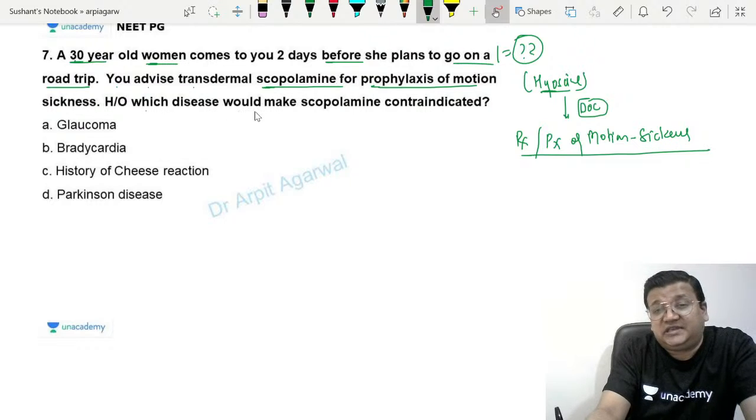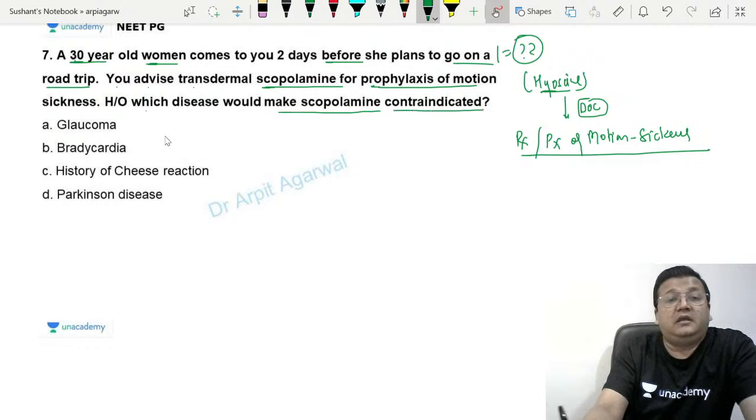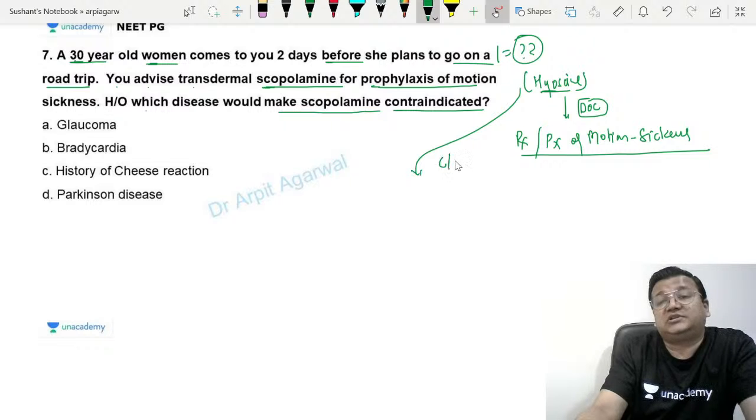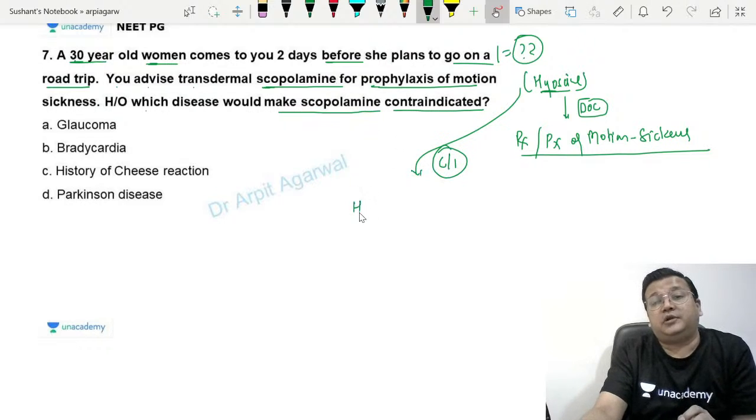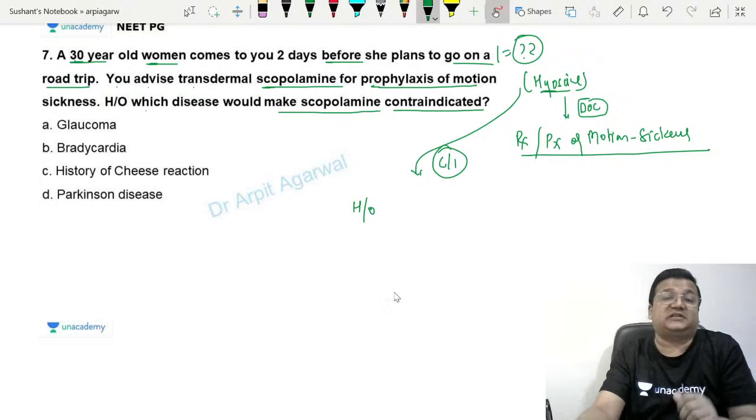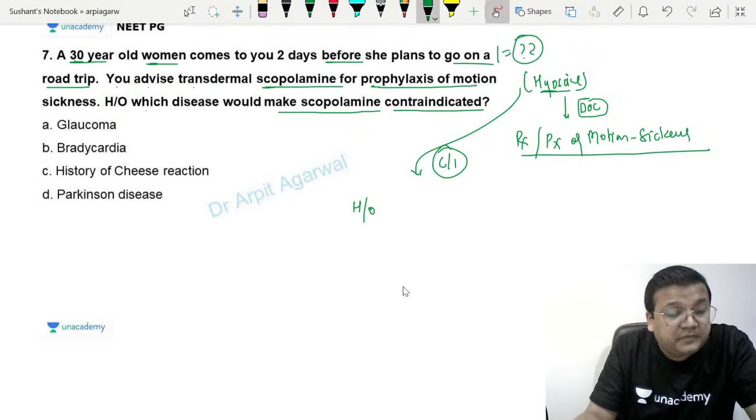History of which disease would make scopolamine contraindicated? Which disease, if present in the patient, you will not give hyoscine? That is what the question is asking. So what information or history should you ask from the patient before prescribing hyoscine?